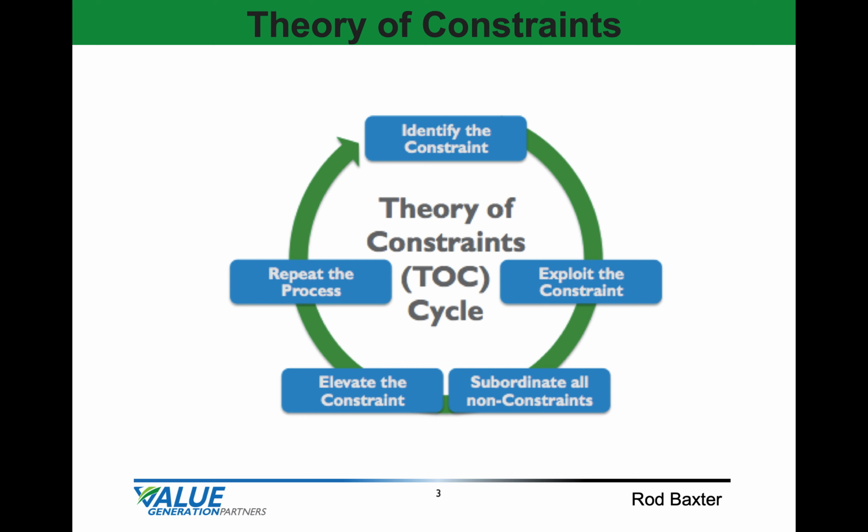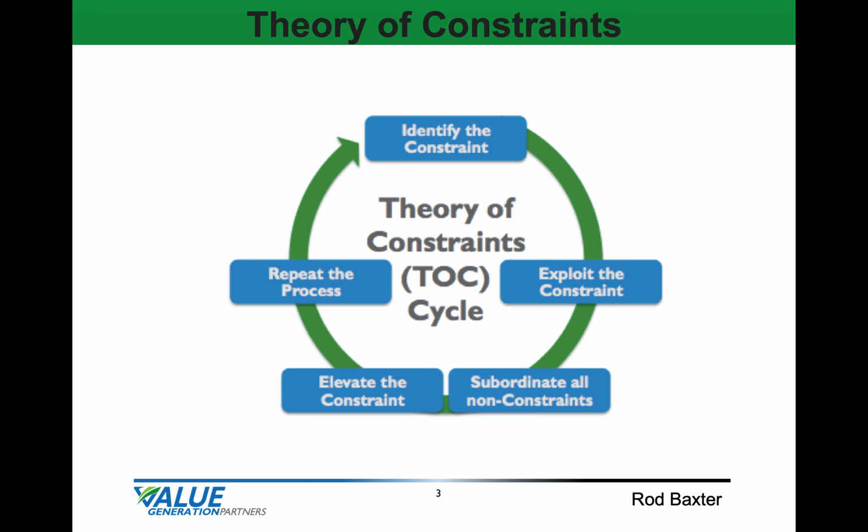We'll elevate the constraint in the process to successfully achieve the throughput goal by applying more advanced and sustainable improvements. This step is considered breaking the constraint and may result in identifying a constraint somewhere else in the process. And we'll repeat the continuous improvement cycle for additional or new constraints that limit or prevent the process from achieving the throughput goal.